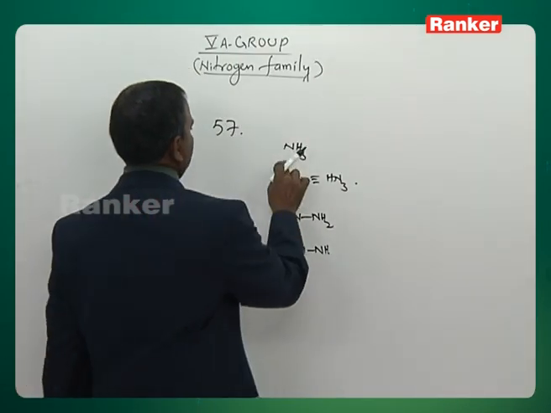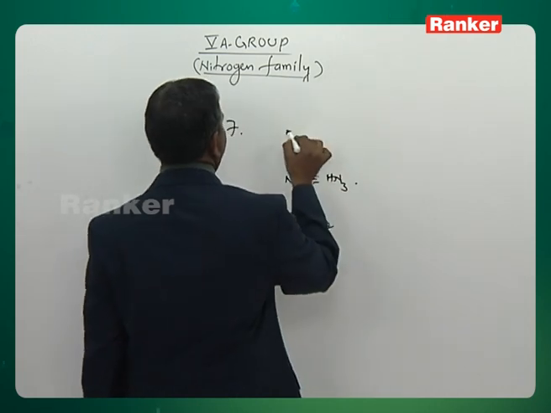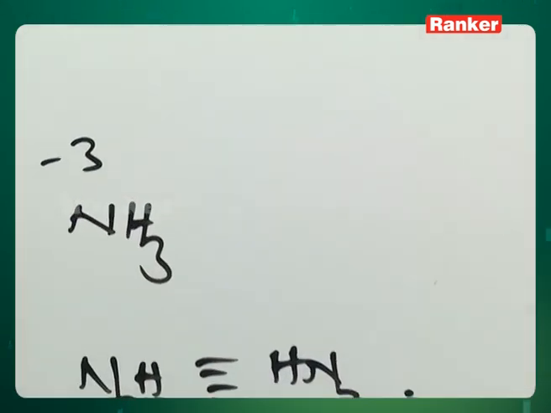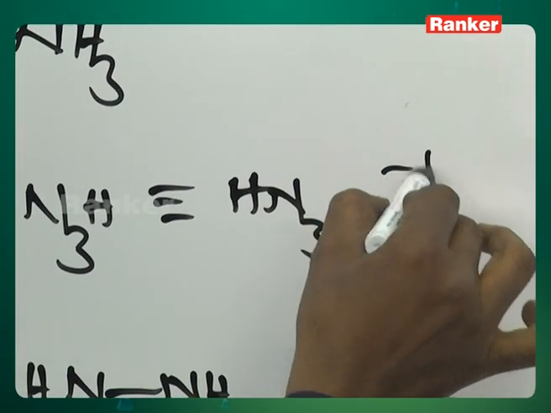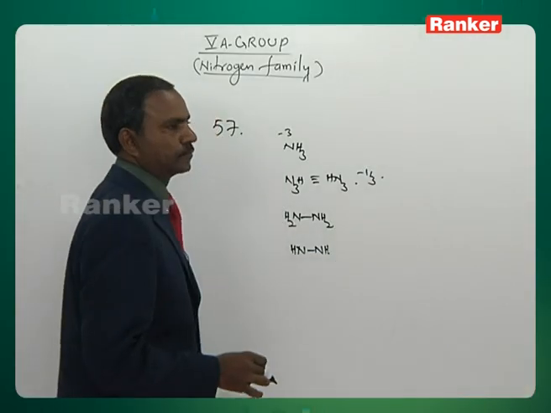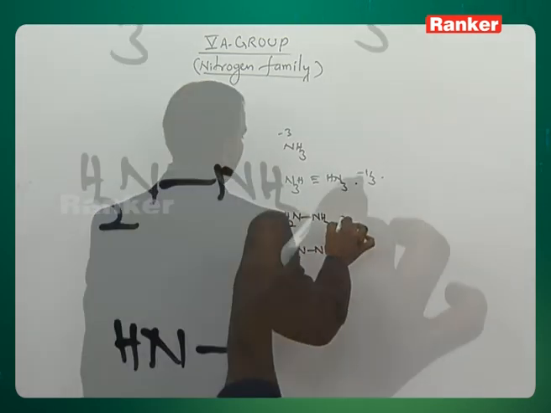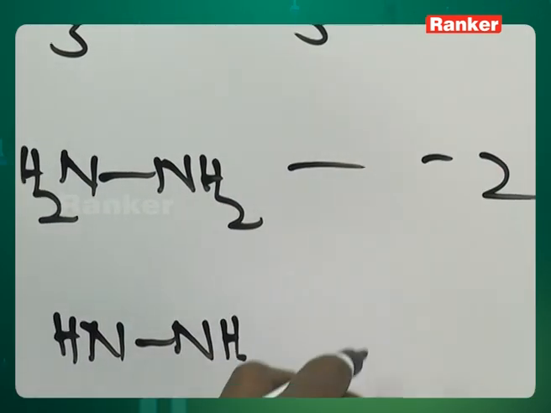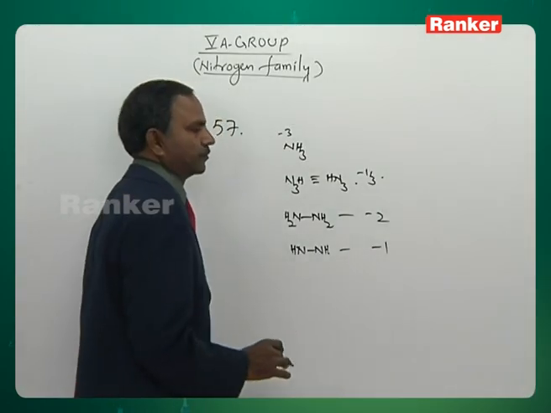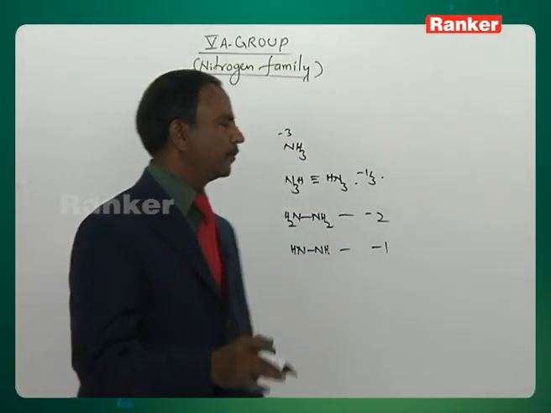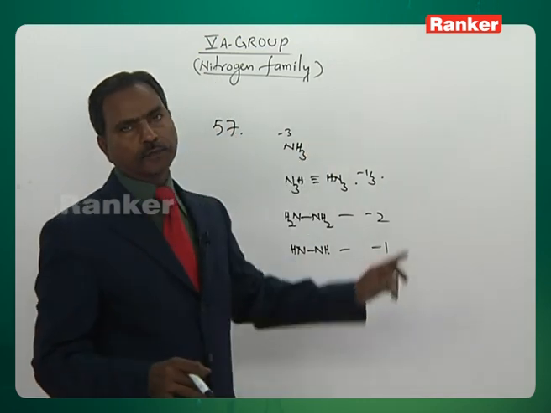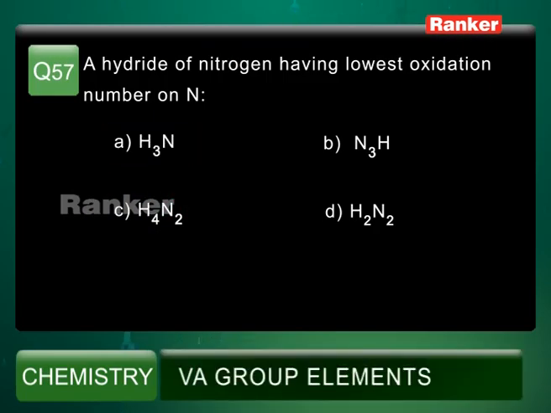In NH3, the oxidation number of nitrogen is -3. In HN3, the oxidation number of nitrogen is -1/3. In hydrazine, the oxidation number of nitrogen is -2. In imide, -1. What is the question? Hydride of nitrogen having lowest oxidation state. -3 is the lowest. Therefore, question number 57, answer is A.